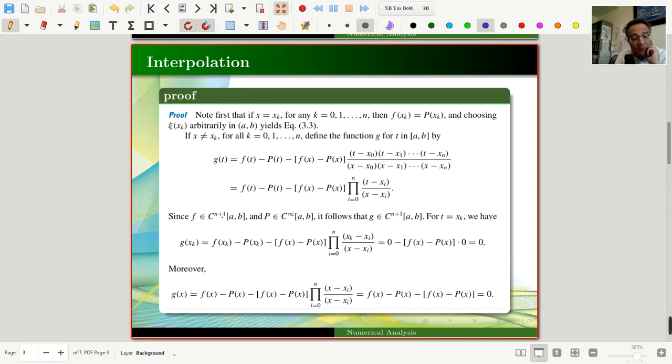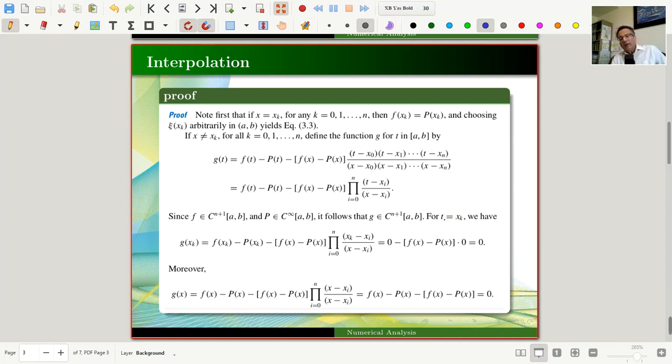Since f is continuous on the interval [a, b], and the derivatives of f up to order n+1 exist and are continuous on the interval [a, b], and also we know that P belongs to C-infinity of [a, b], meaning that we can differentiate P infinitely many times on the interval [a, b], the function g belongs to C^(n+1)[a, b], because f and P both belong to C^(n+1) over [a, b].